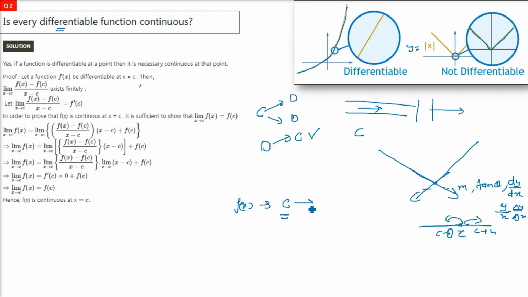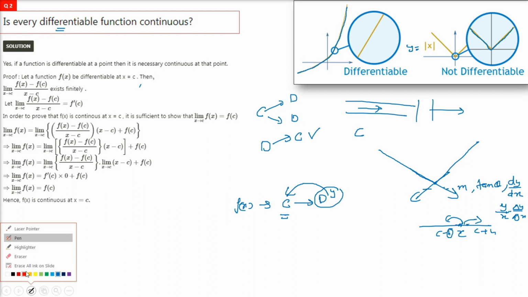Okay? So continuity does not guarantee differentiability, whether it is yes or not, but differentiability guarantees the continuity. The question is asking only about yes or no, so you can stop here. But if you want to prove it, then we have different options to prove it. I'll just prove it.